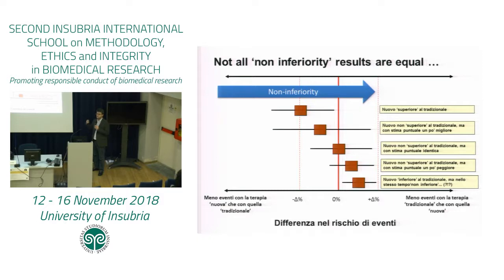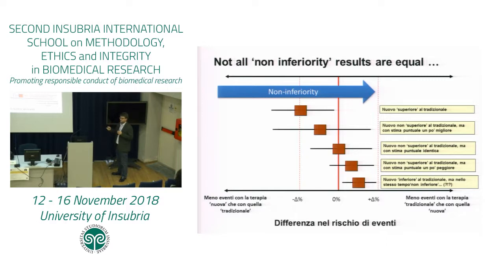They have been used for antihypertensive drugs. How many antihypertensive drugs do we have? And many of these drugs have been licensed based on non-inferiority studies. So we have a lot of antihypertensive drugs, one similar to the others. So the famous "me too" drug: the company says, oh, me too, I want this new drug.